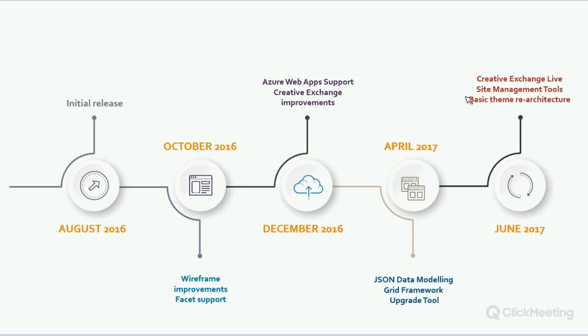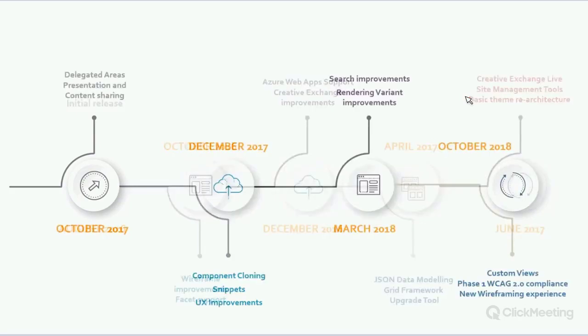After that, they also introduced the JSON data modeling, the grid framework, and the upgrade tool, which they released to help you when you need to upgrade from one SXA version to the other. In June of 2017, there was Creative Exchange Live, the site management tools, and they completely re-architected the basic theme, which was also being used across the sites.